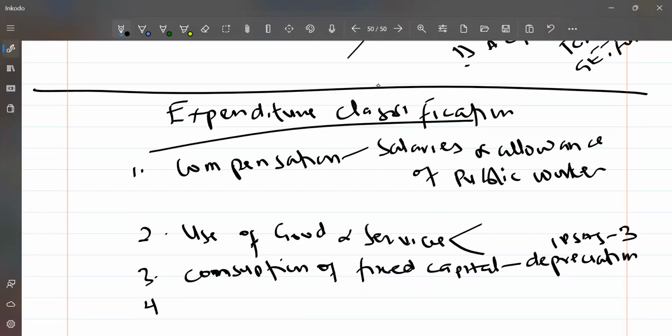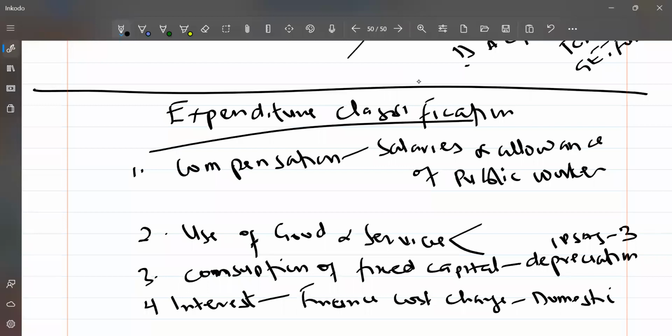Okay, the next one we call interest. We are doing expenses. Whenever you see interest, we are talking about the interest charge, the finance cost, the charge on domestic and external borrowings. So interest comprises the interest charge, the finance cost on domestic and external borrowings.